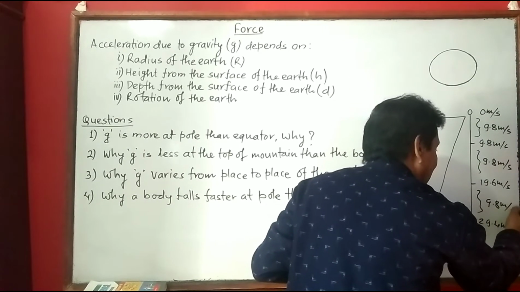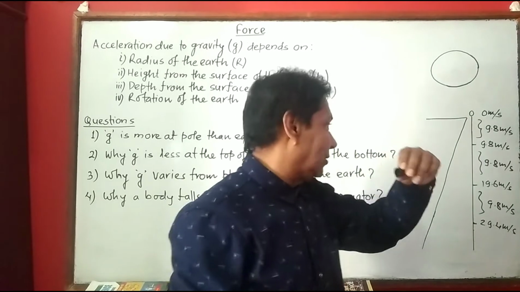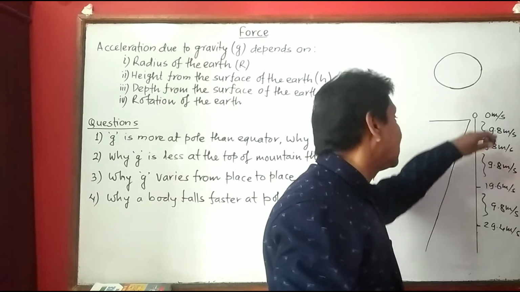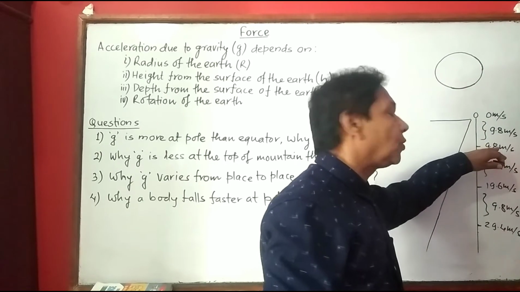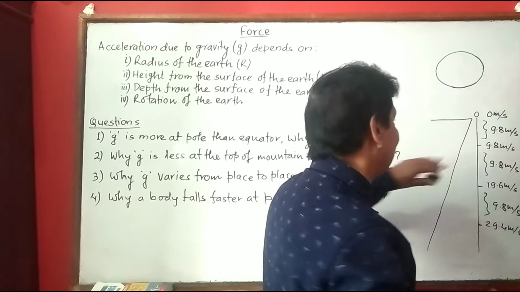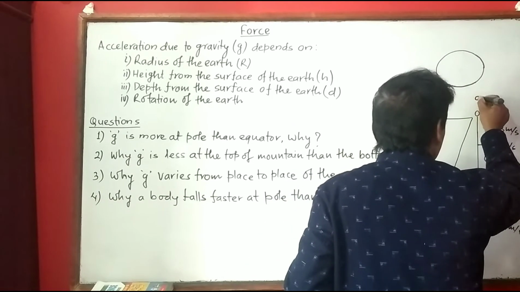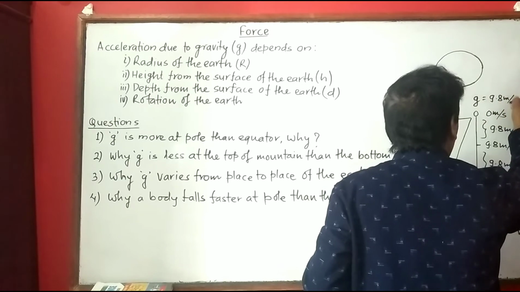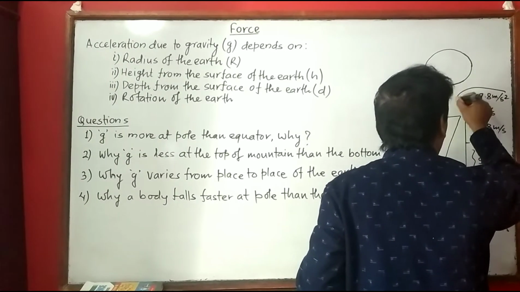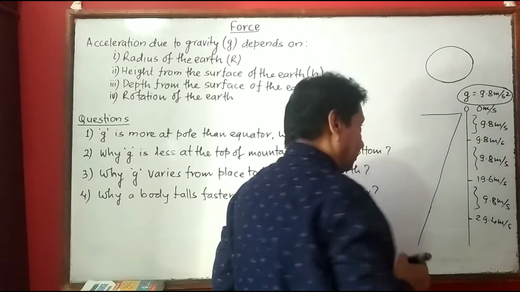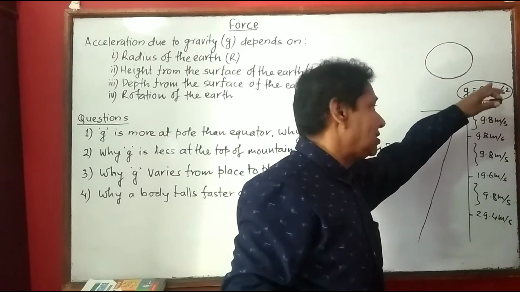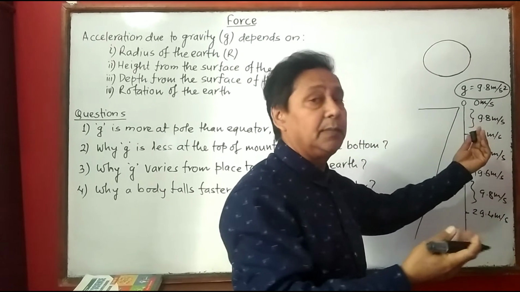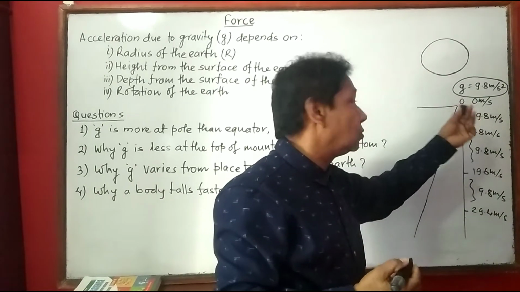What is the conclusion? If every second its velocity goes on increasing by 9.8 meters per second, then the acceleration produced on this body will be 9.8 meters per second square. This is the value of acceleration due to gravity, and this is the acceleration produced due to the gravity force of the earth. That's why it is named acceleration due to gravity.